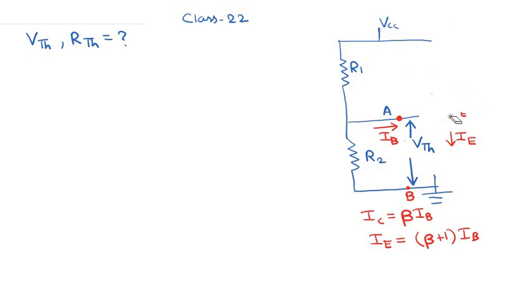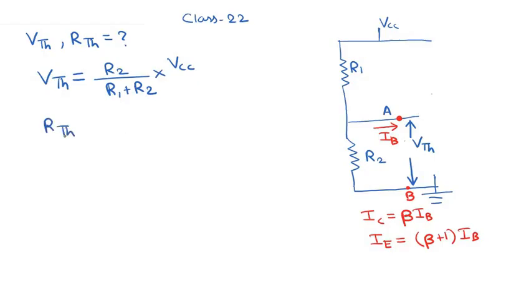Okay, so now we can easily find this open circuited voltage between the points A and B. This open circuited voltage VTH is basically equal to R2 divided by R1 plus R2, into VCC. Okay, now what is RTH? To find RTH, we basically have to remove the voltage source and short circuit that point. To short circuit that point basically means that we connect this point to the ground.